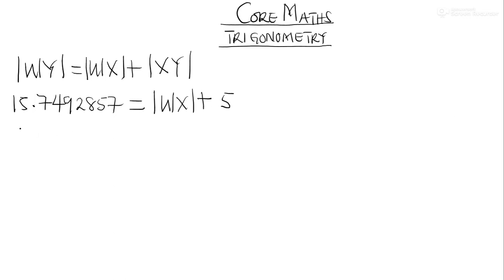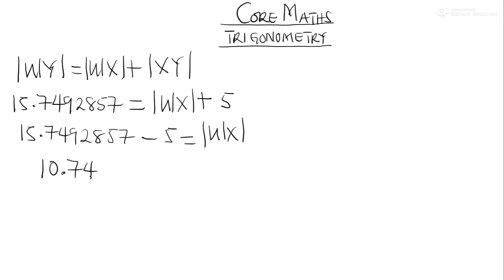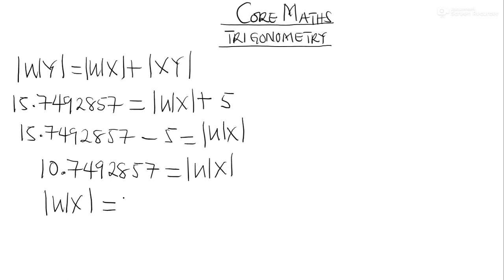Good. So now we are going to get 15.7492857 minus 5 equals Wx. Okay, so let's do the subtraction. When you subtract 5 from it, you are going to get 10.7492857 equals Wx. So let's rearrange it. So our Wx is equal to 10.7492857 centimeters. Okay, good.